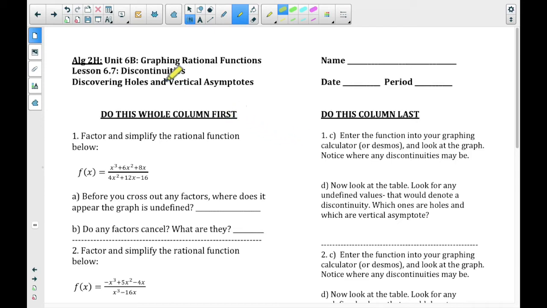Hi everybody, this video is going to cover lesson 6.7, which is covering discontinuities. When we talk about discontinuities, we're mainly talking about two things, holes and vertical asymptotes. Those are our two options for discontinuities.